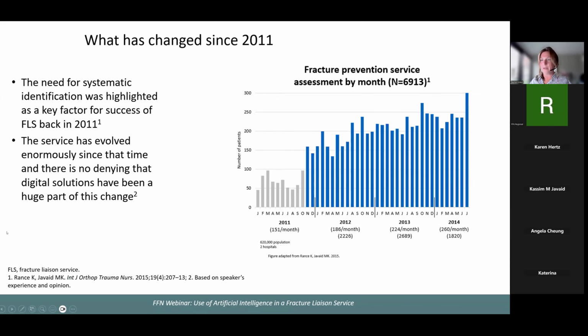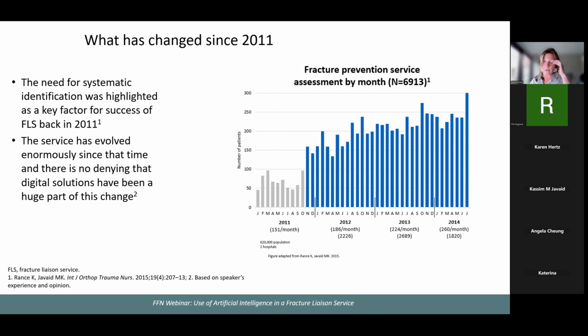So why we went down this route. We recognized quite a while ago that technology as a whole was really important to moving FLS forward, and systematic identification of patients was key to make sure that we were identifying those patients that we needed to. So we did work to use some forms of technology to increase identification of what we called the missing tribe. So those patients we classically missed at FLS, like rib fractures, pubic rami fractures.